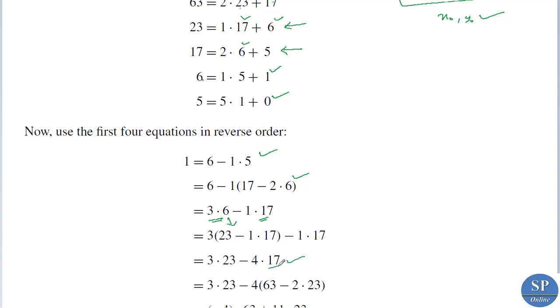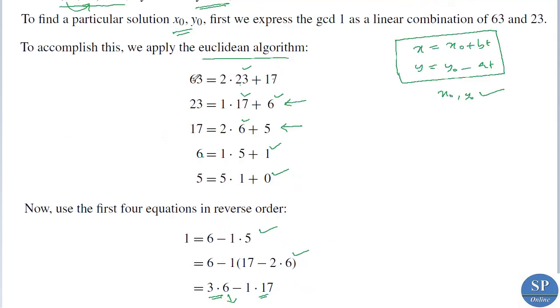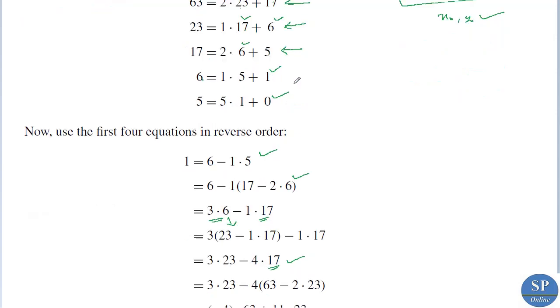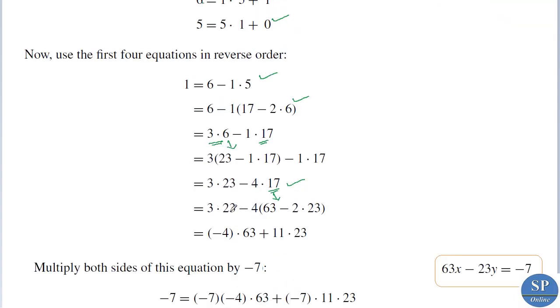Now this 17 can be replaced by 63 minus 2 into 23, from the earlier equation. So that is 3 into 23 plus 8 into 23, that is 11 into 23, then minus 4 into 63. So 1 is expressed as a linear combination of 63 and 23. We are expressing 1 this way because we are going to find a particular solution of this LDE.